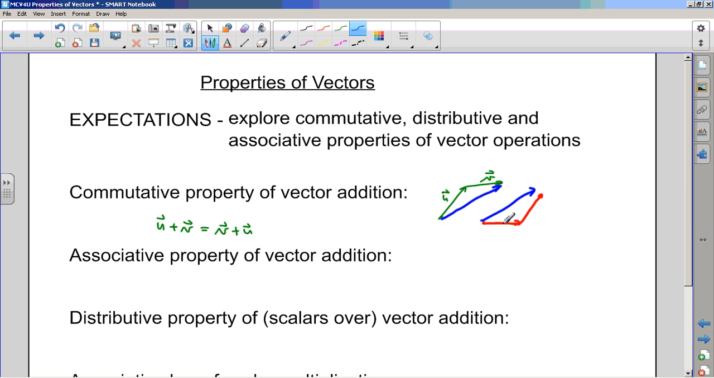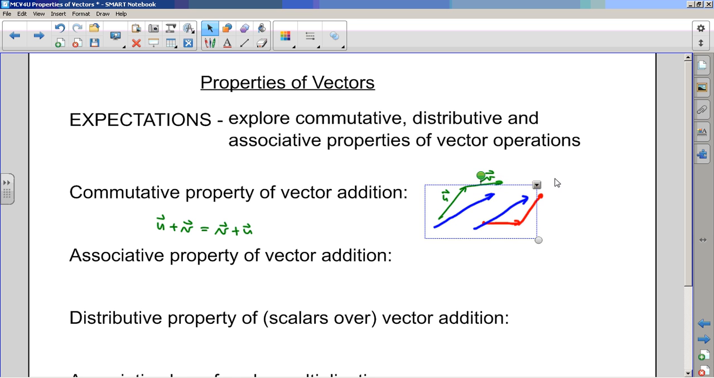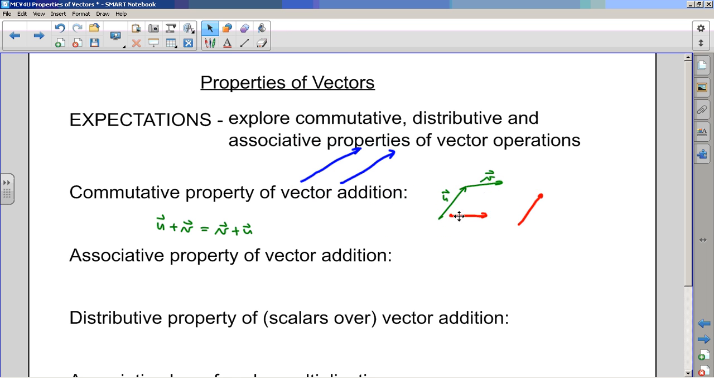u plus v is the same thing as v plus u, and in fact, we kind of called that the parallelogram property, didn't we? That when we put these together, it makes a parallelogram, and in the middle of it is the resultant, and it doesn't matter the order.